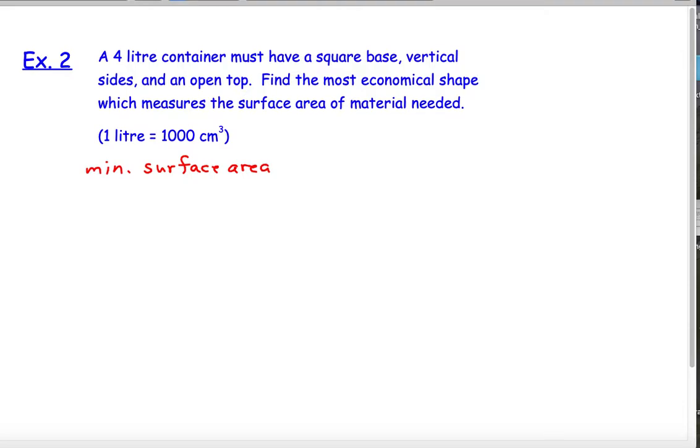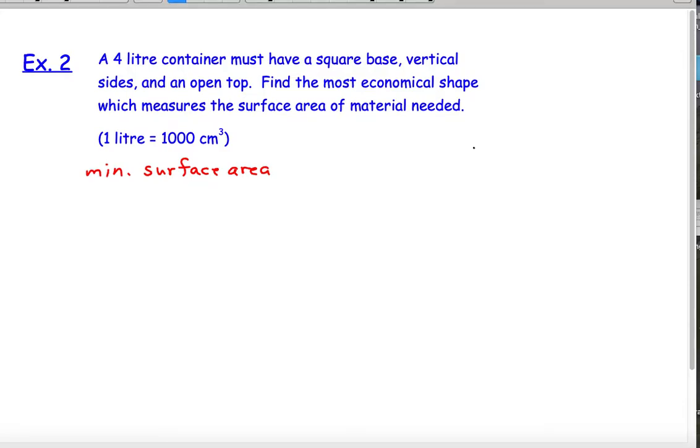So first thing we're going to need to do, as usual, is draw a picture. So we draw a box. As carefully as I can. There we go. And let's label this box. So it has a square base, so let's call that X and X. And for the vertical, let's just call that Y. Can't be X, it's not necessarily a cube. There we go.